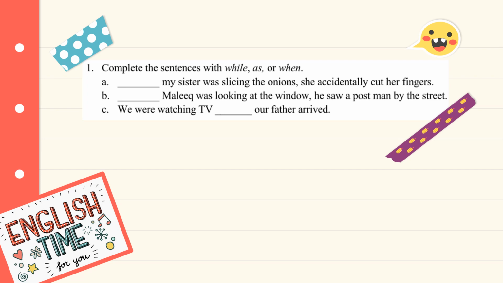Okay, now the exercise. Number 1, complete the sentences with while, as, or when. A. What follows after the blank? It's a past continuous. That's why the answer is while or as. You can choose while or as for this. Now look at B. What follows after the blank? Was looking, a past continuous. So the answer must be while or as. Okay, you can choose between while and as.